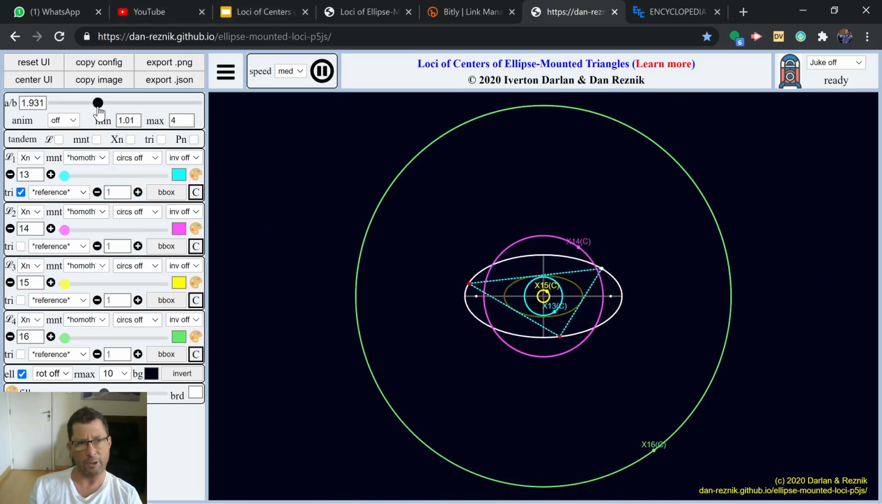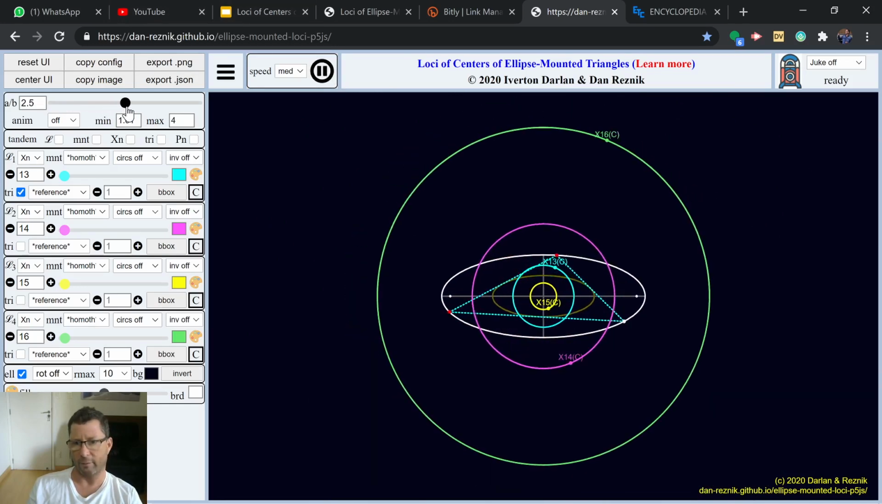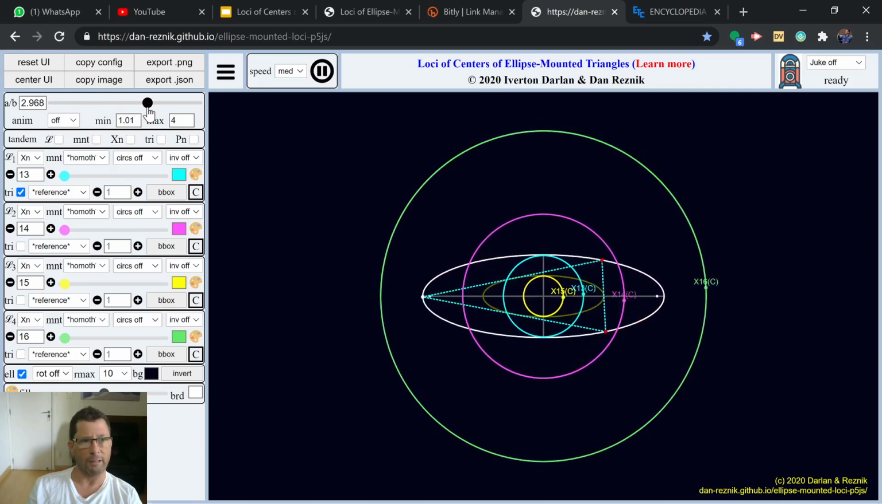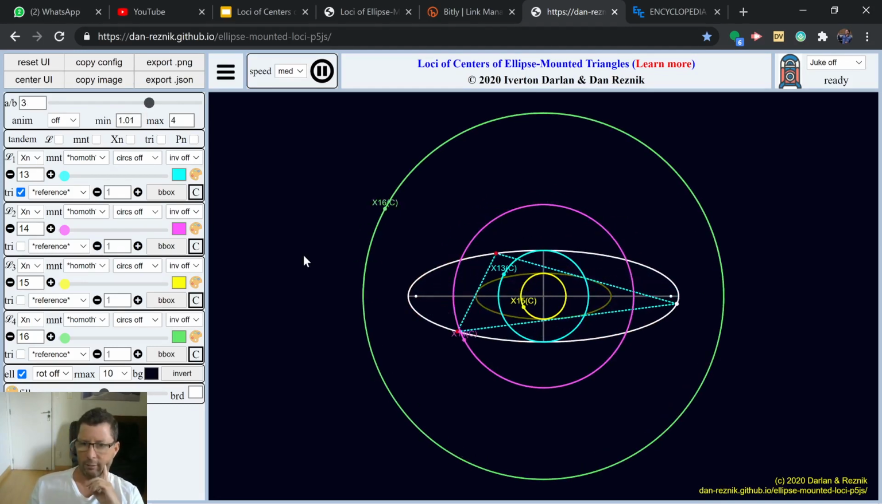I can change A over B to vary the radius of the circle. I do believe that at 3, the outer circle achieves a minimum in terms of radius. So I'm here at 3, 0, 0, 2. Let's go ahead and choose 3, right? And I can see that these 3 guys are moving along circles. Now, how cool is that?